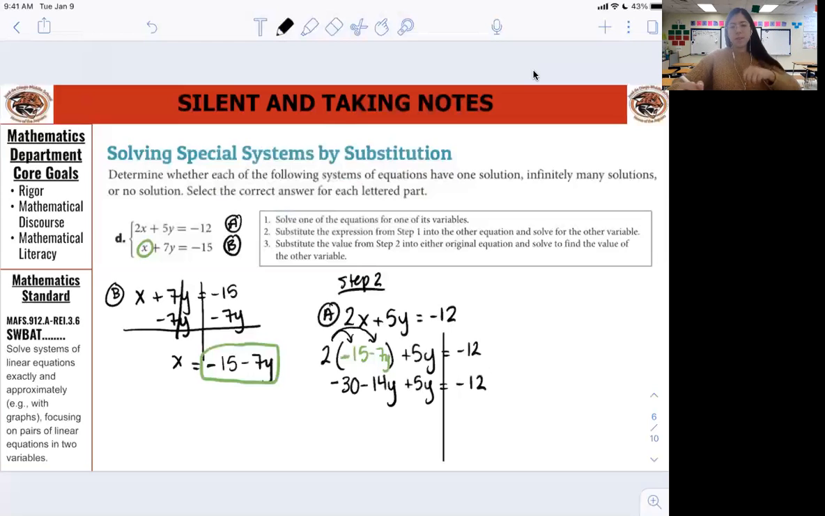Okay, lots of negatives. Let's be very careful. When I combine like terms, what am I actually adding? Who can tell me? Negative 14y plus 5y. What will that give us? Negative 9y. Good.